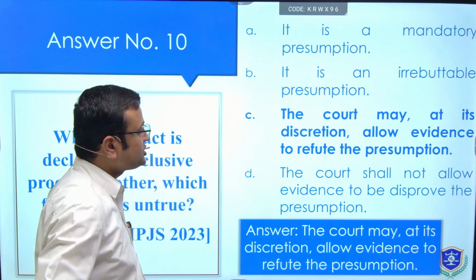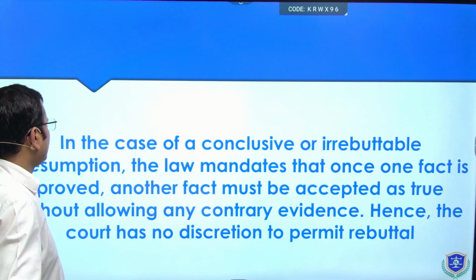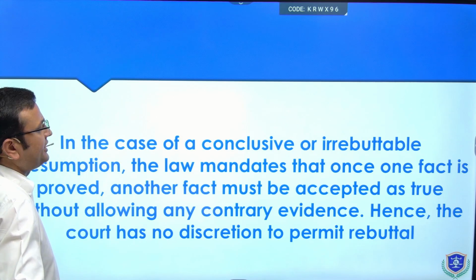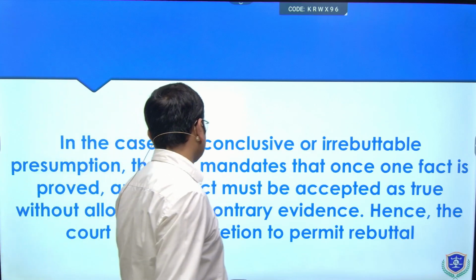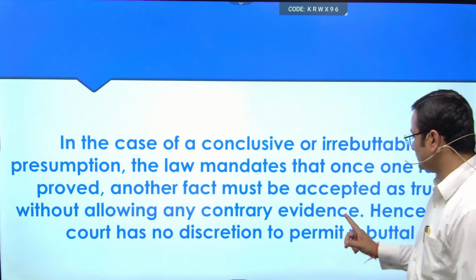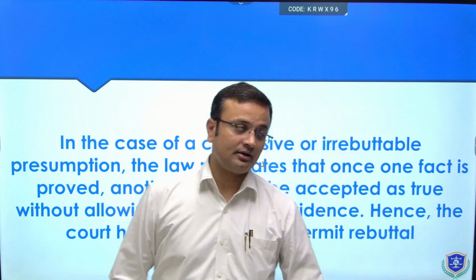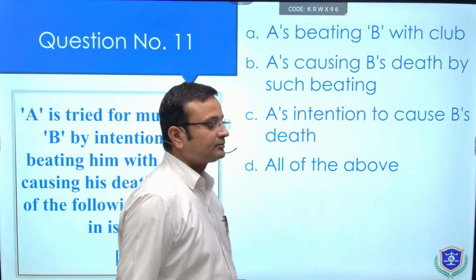Now what is the justification? In the case of conclusive or irrebuttable presumption, the law mandates that once the fact is proved, another fact must be accepted as true without allowing any contrary evidence. Hence, the court has no discretion to permit rebuttal. Next question.